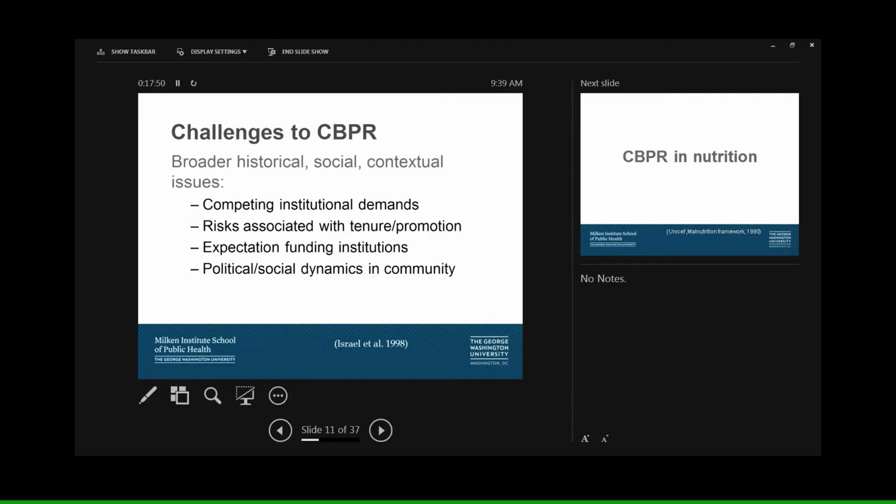The expectation of funding institutions with a given timeline, without taking into consideration the needs of the community or the rhythms of life in that community, is also a challenge. And of course, there are political and social dynamics in the community, political changes that happen, people leaving and people coming, instability in the community, especially for low-income communities where there might even be violence. I have found that there's a lot of coming and going, depending on what is happening, and seasonality issues of the community as well.